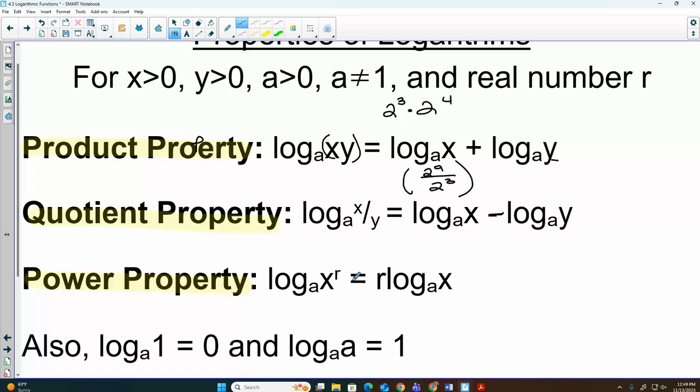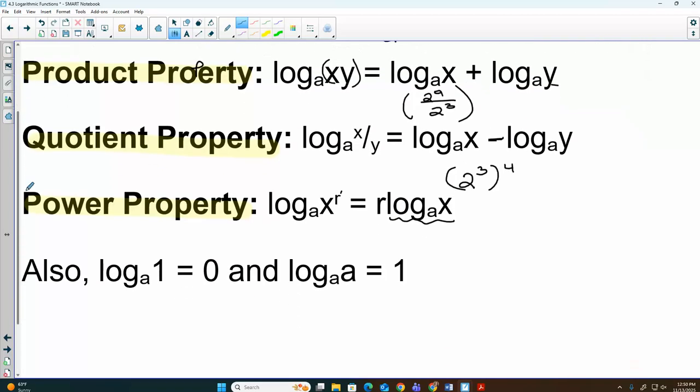The power property is saying if you have the log of something to a power, it actually brings that power down in front. That has to do with exponent rules as well. We know a power to a power, we multiply. So that's what's happening here. This is an exponent to another exponent, so you end up multiplying that. So these are all because of our exponent rules. A couple other things we've already talked about or we've seen happen.